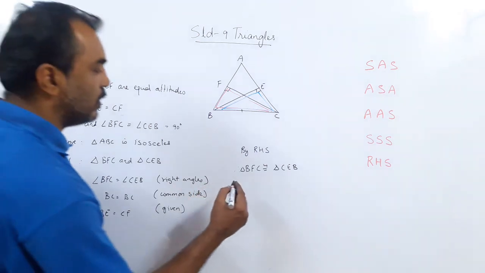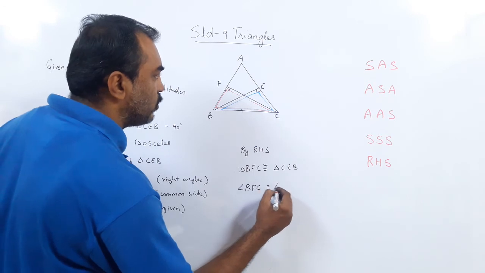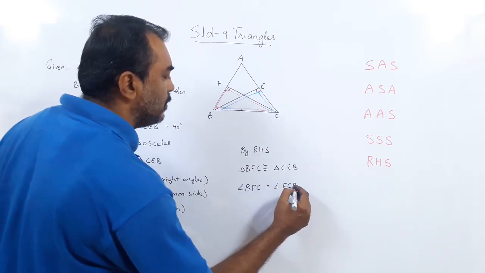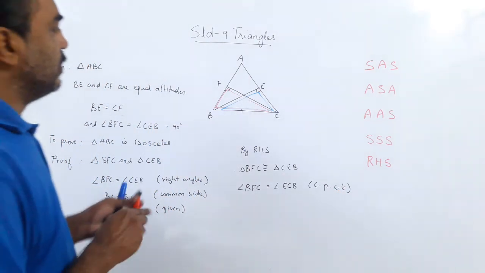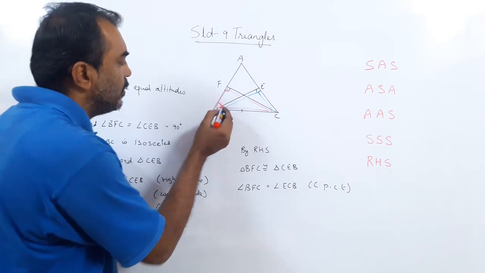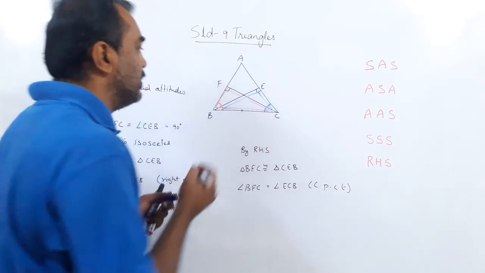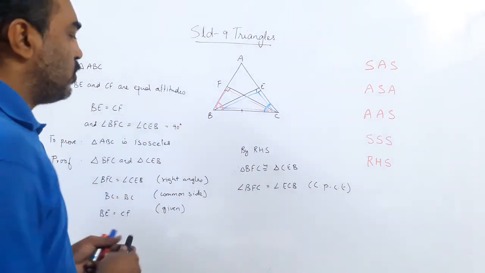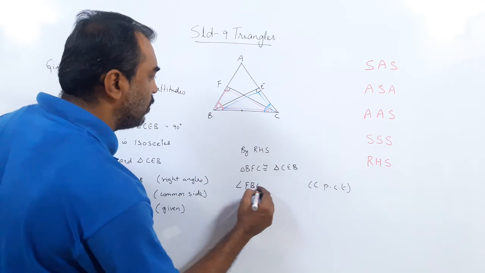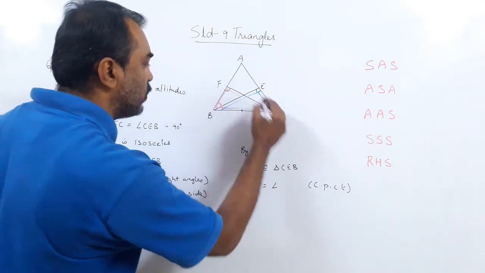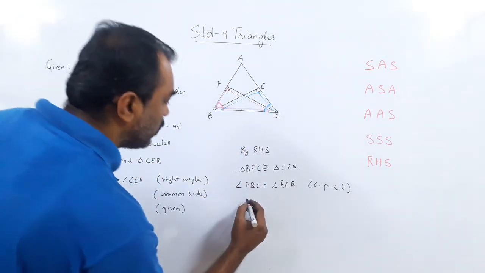But if these triangles are equal, then by CPCT, angle BFC is equal to angle ECB. What does CPCT tell you? Look at this red triangle. In this red triangle, this angle, and in the blue triangle, this angle is equal. Okay? So what we have got, sorry, not BFC, I have written it wrong here. Angle FBC equal to angle ECB. They both are equal. FBC and ECB are equal.